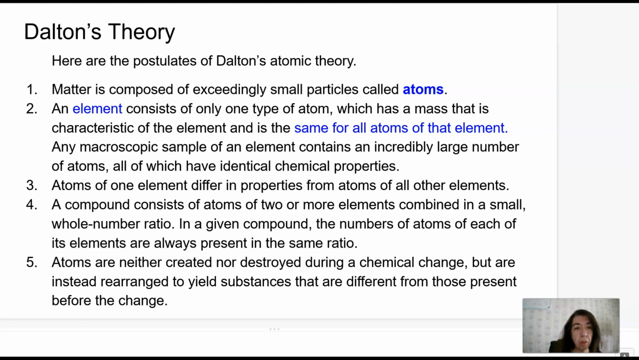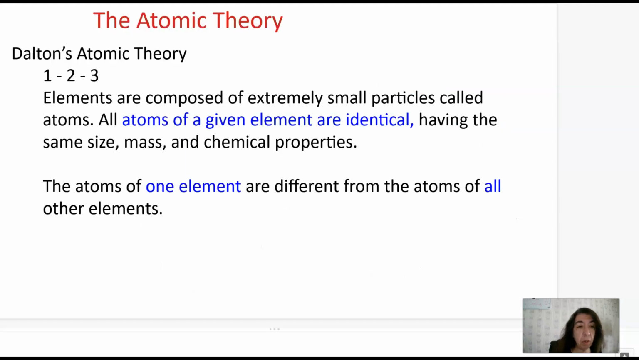So these are the list of Dalton's postulates in his theory. The most basic one is that matter is composed of exceedingly small particles called atoms, and that each element consists of only one type of atom, and that all elements are different from each other, and that a compound that consists of two or more elements combine in whole number ratios to form compounds. And mostly, what you've heard in physics, is that matter, which is atoms, is never created or destroyed, but just rearranged. We're going to look at each of these individually.